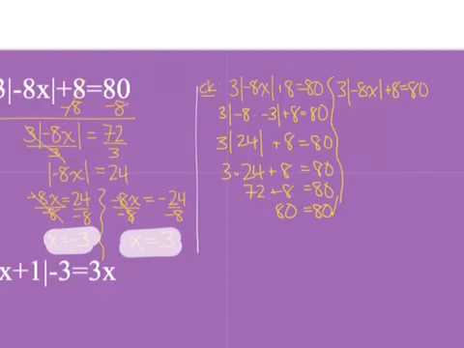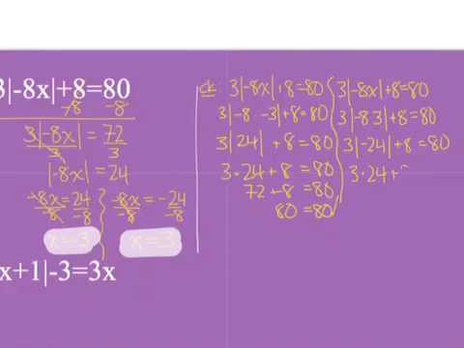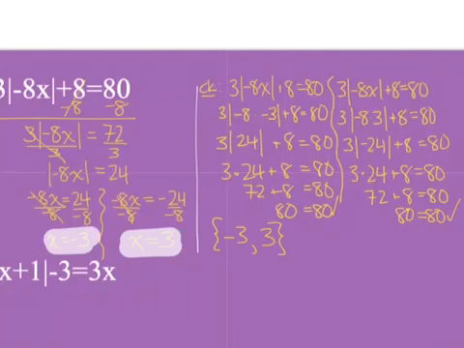On the other side, we are plugging in a +3. The absolute value of negative 24 is positive 24. And you end up with 72 plus 8 equals 80. 80 equals 80. And it checks out. Your two answers here are negative 3 and positive 3.